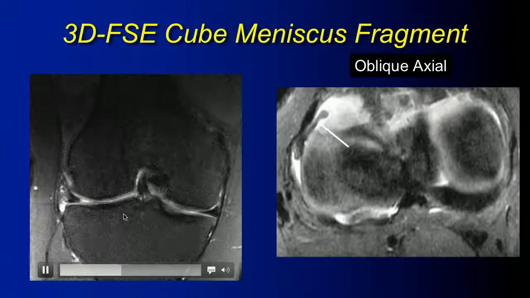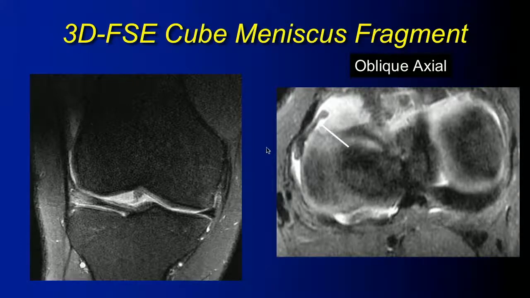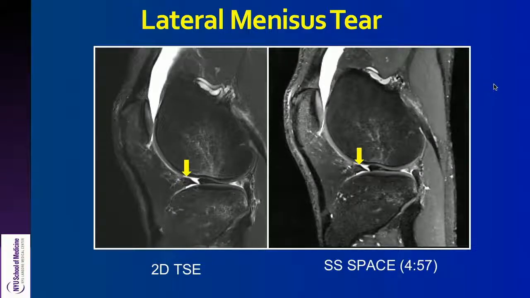And here's an example of a meniscal fragment here in the gutter seen on an oblique axial image from our 3D acquisition, where we can see the full extent of this fragment very nicely. You can do a lot of things with these 3D sequences, and they're improving greatly in terms of their quality. This is from Mike Recht at NYU, showing a flipped posterior horn of the lateral meniscus here on the 2D turbo spin echo, and then here on the SPACE scan, which is the Siemens lingo for three-dimensional turbo or fast spin echo.